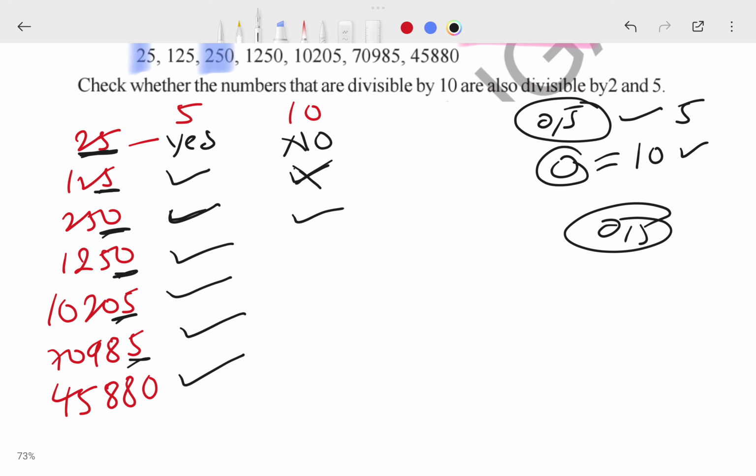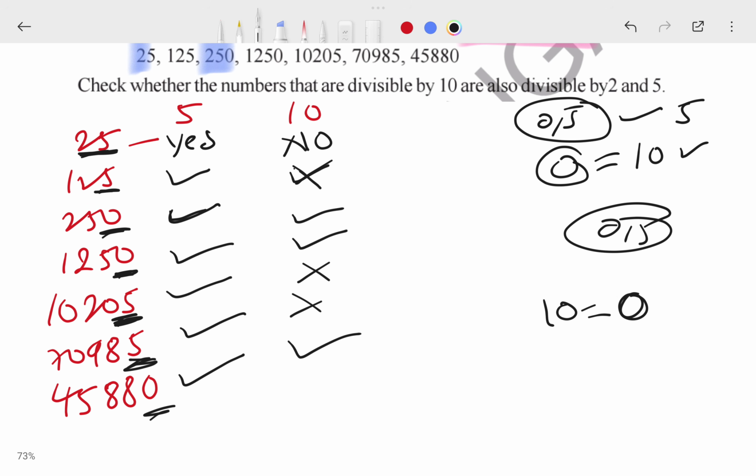Okay, but let's see, this is a 0, so it is divisible by 10. This is a 5, but what is the divisibility rule of 10? At the end it has to be 0 only, but here it is not 0, so this is not going to be divided by 10. This is a 5 only, there is no 0, so it is also not going to be divided by 10. This is a 0, so it means that it is divisible by 10.